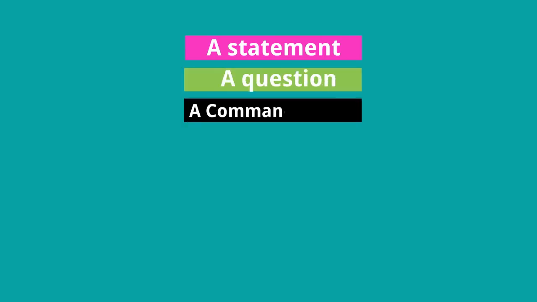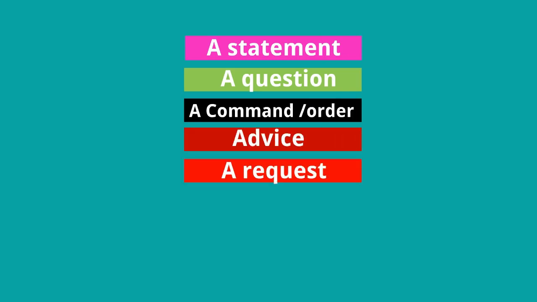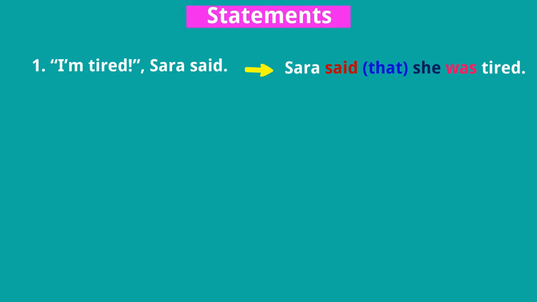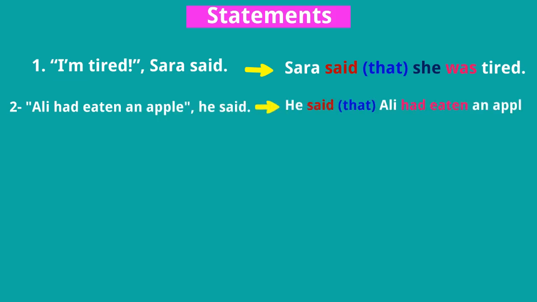So when you want to report a sentence, you have first to see whether it's a statement, a question, a command or order, a piece of advice, request, or suggestion, because every sentence has its own rule. Let's start with statements. For example, "I am tired," Sarah said, becomes Sarah said that she was tired. Another example, "Ali had eaten an apple," he said. He said that Ali had eaten an apple.